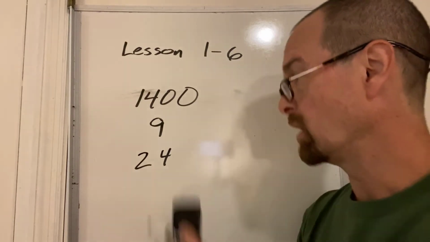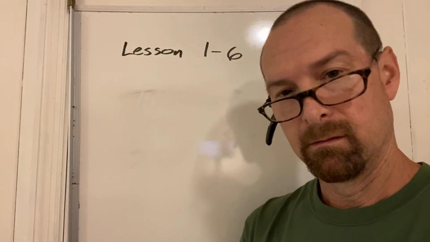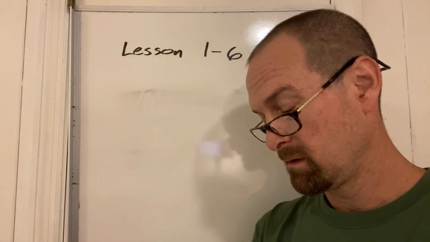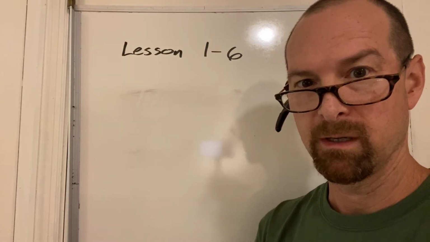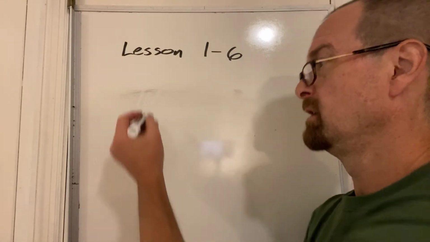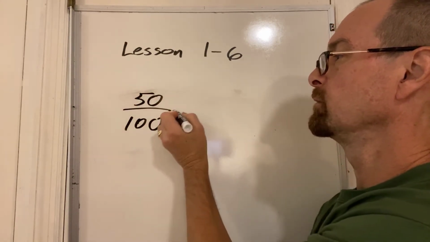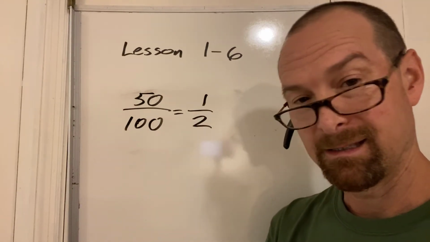All right, here we go. The last 3 for the warm-up. Now we're getting into fractions, kids. 50 centimeters is how many meters? What fraction of a meter? Well, it'd be 50 out of 100. So the best thing to write would be a half. That's a half. All right, next.